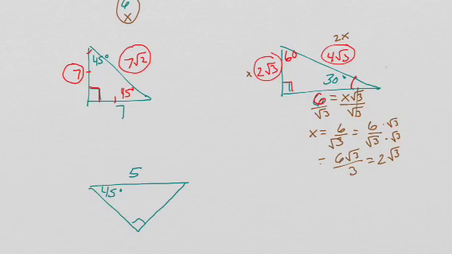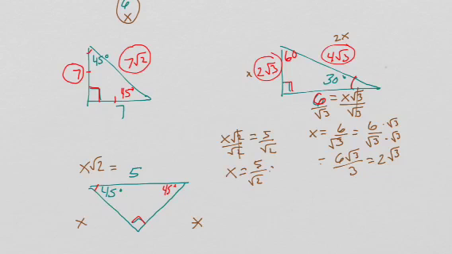Let's do one more example. This time we've got a 45 and a 90-degree angle. This must be a 45, 45, 90 triangle. The ratio is going to be x, x, x square root 2. And you can see that the side we know is the x square root 2 side. So x square root 2 equals 5. We'll divide by the square root of 2 on both sides. And x equals whatever 5 divided by the square root of 2 is.